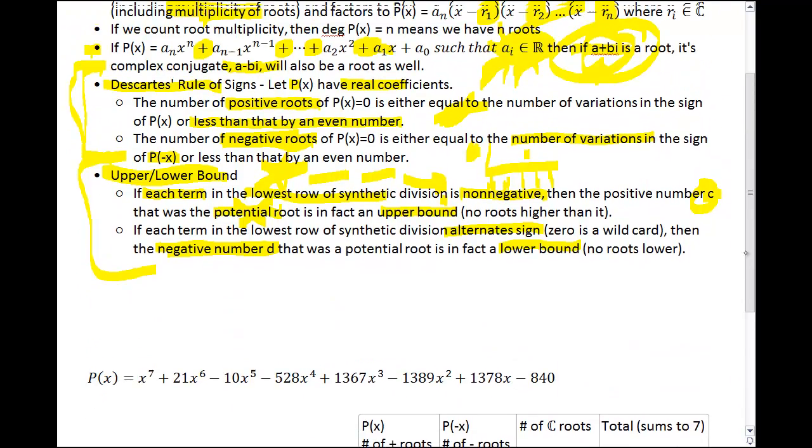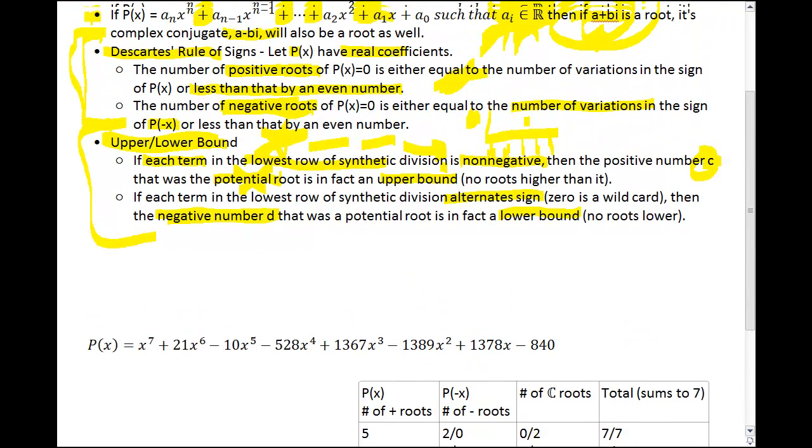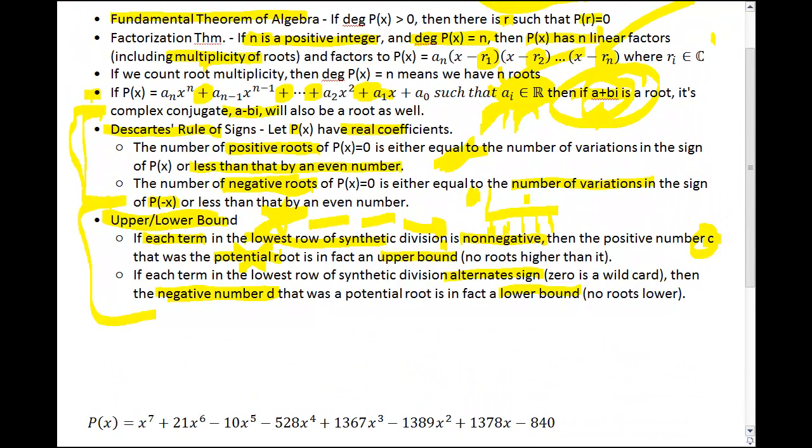All right, so I've got my little answer box there nicely typed out so you can read my handwriting, but let's look at P of x equals x to the 7th plus 21x to the 6th minus 10x to the 5th minus 528x to the 4th plus 1,367x cubed minus 13,089x squared plus 1,378x minus 840. And let's run through these facts with it all.